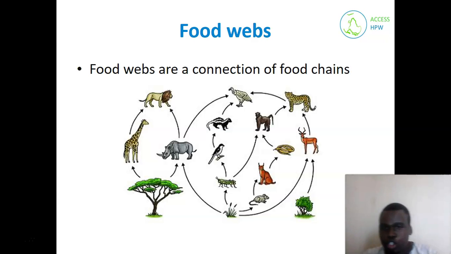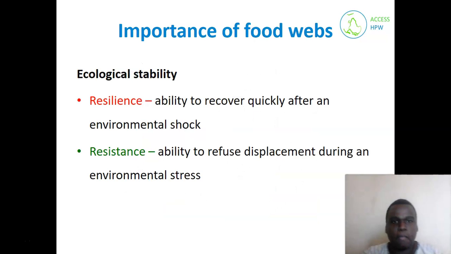So each link in the food chain is known as a trophic level. So the food chain represents the transfer of energy which comes from the sun. So the more complex the food web, the more resilient it is, and it's quicker to recover from environmental shock. So the ability to recover from environmental shock, that is what we call ecological stability. So ecological stability is the ecosystem's ability to maintain form and function after a disturbance.